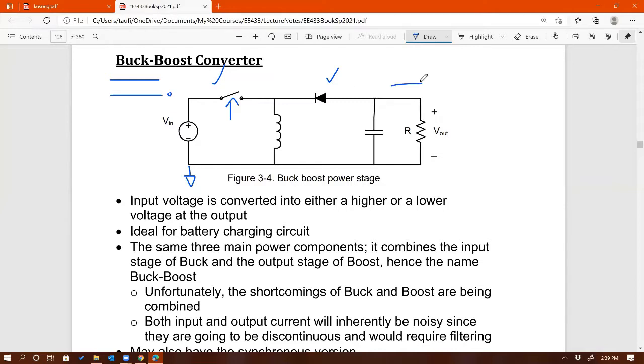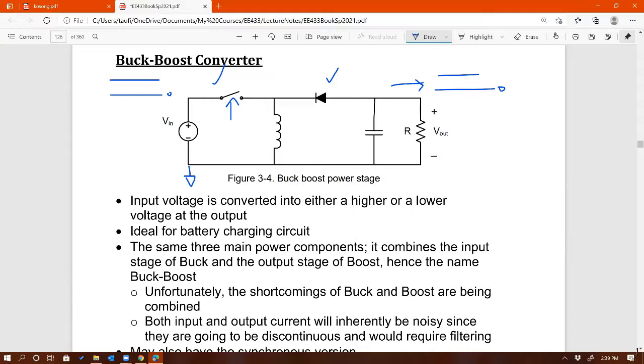Same thing with the output. The output is supposed to be DC as well, flat. But what we get is that it's not going to be flat. Why not? Because we have a diode at the output. A diode is another switch. It'll turn on and off, on and off, on and off. So there's no way that we have a continuous output current in the buck boost.